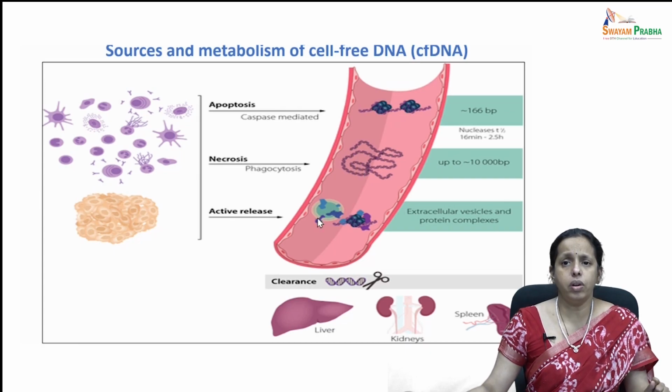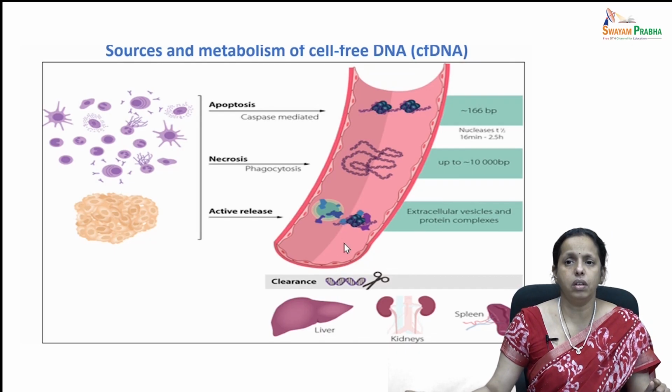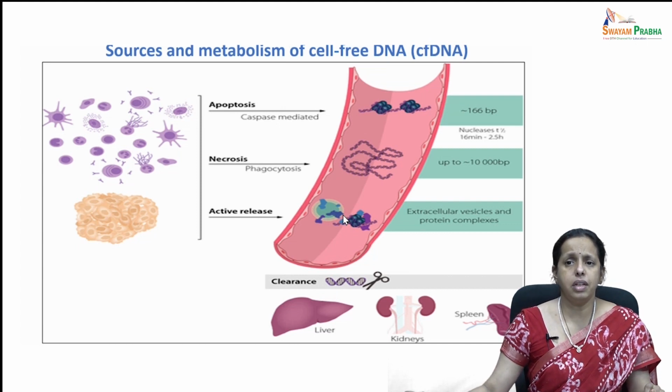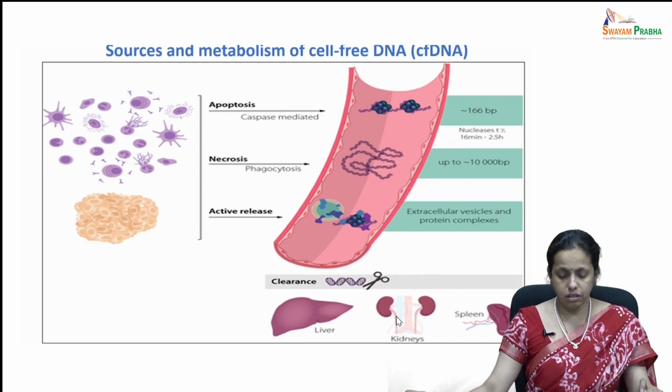There is also a process of active secretion that releases cell-free DNA into the circulation within vesicles, either through your exosomes or bound to protein complexes. As mentioned, the half-life is very low, 16 minutes to 2.5 hours. And then it is eliminated from circulation by your nuclease activity or by uptake in the liver, degradation by macrophages, and then slowly excreted via the urine.